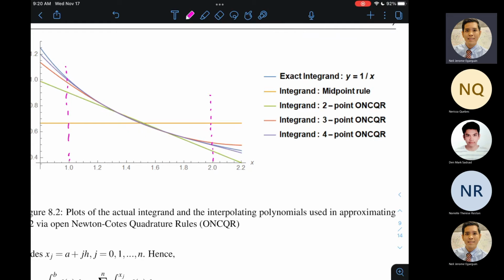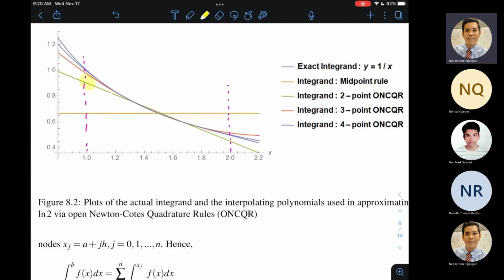Alright? But nevertheless, nasan ba yung ina-approximate natin? Ito yung ina-approximate natin na area under the blue curve. Ito yung area na ina-approximate ko. Of course, there's a large error when using the horizontal line. Kahit yung kulay red. Tingnan nyo itong kulay red. So, yung kulay red ay para sa 3-point ONCQR. Medyo malaki yung error dun sa kulay red. Kasi ito ay counted dun sa integral na ibibigay sa atin ng kulay red. Tapos, ito naman nasa kabilang dulo, hindi siya counted. Kasi nasa labas siya ng kulay red, pero nandun pa siya sa ilalim ng kulay blue. Alright? So, kung makita nyo, may error na talaga dun sa open formulas. But that's the price that we need to pay kasi hindi natin isinama yung endpoints. Which could be crucial pagdating natin sa ibang mga functions, especially dun sa mga may discontinuities.